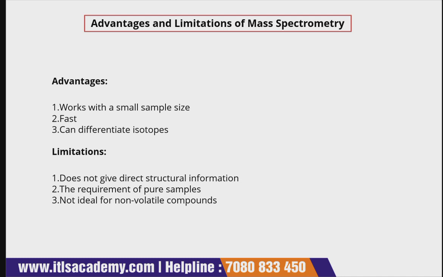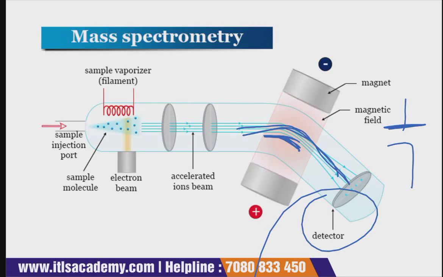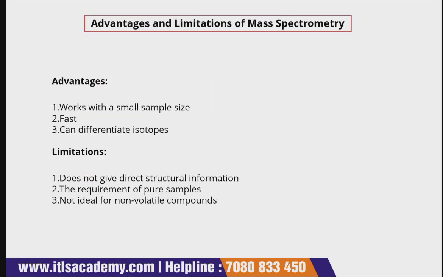It does not give direct structural information. This is the drawback. The apparatus is very difficult to clean, as you can see in this apparatus, and it has a tendency to become overly contaminated with residue from previous experiments, since the cleaning is very difficult. This is one of the disadvantages. Then there is the requirement of a pure sample, the cost, and it is not ideal for non volatile compounds. So if you want to analyze any non volatile compounds, it is not ideal. So these are certain disadvantages.